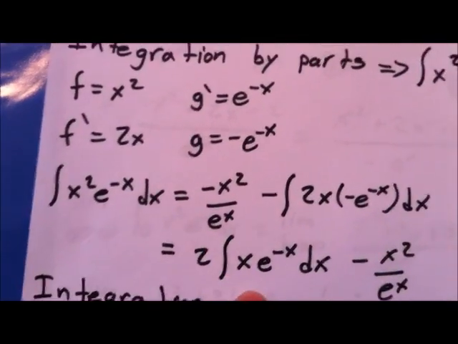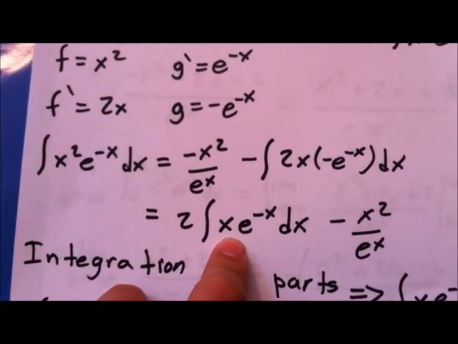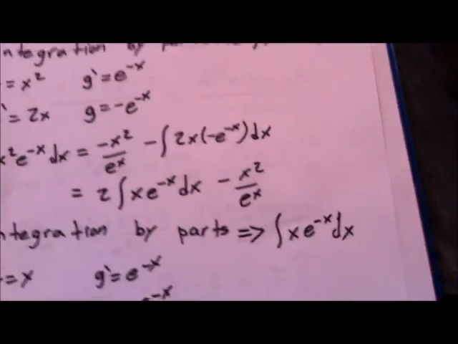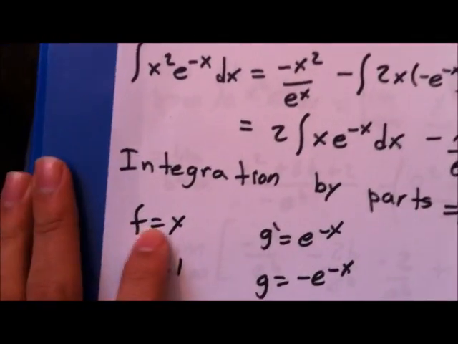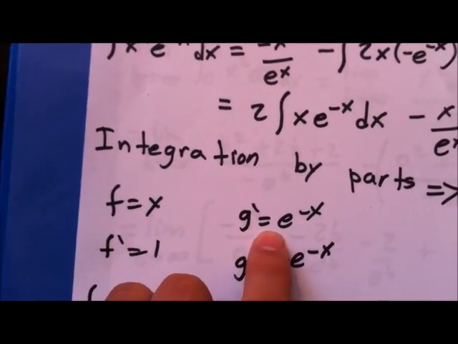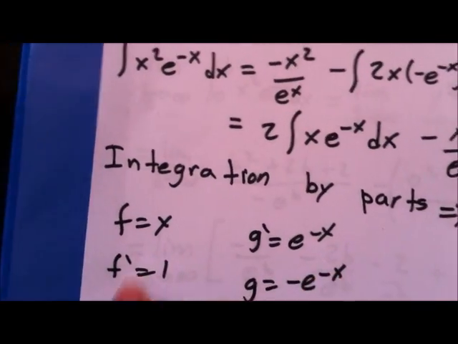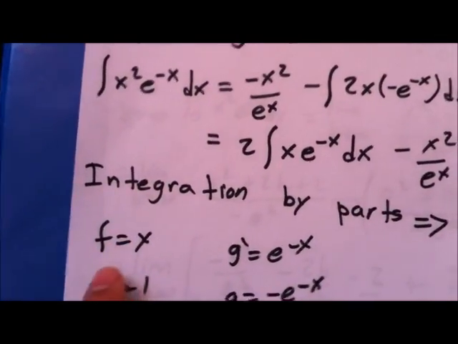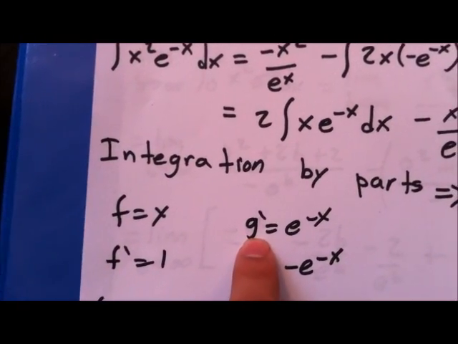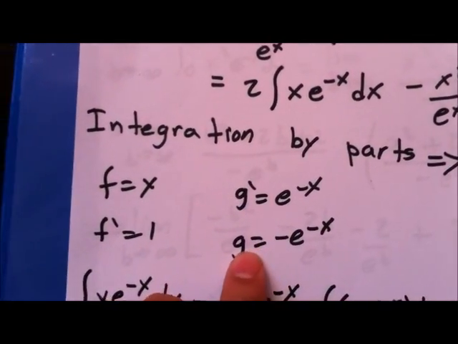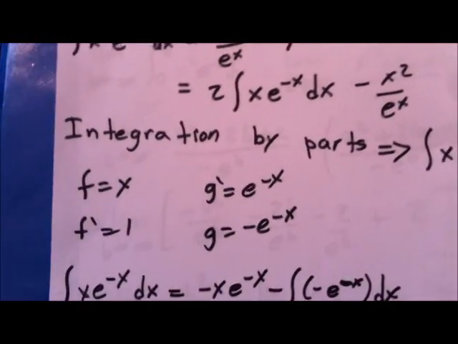Now, how do we integrate this? We will have to do another integration by parts to be able to integrate it fully. So we integrate this by parts. We make f equals x and g prime equals e to the negative x. Then when we differentiate f, we will get 1, and when we integrate g prime, we will get g, which equals negative e to the negative x.